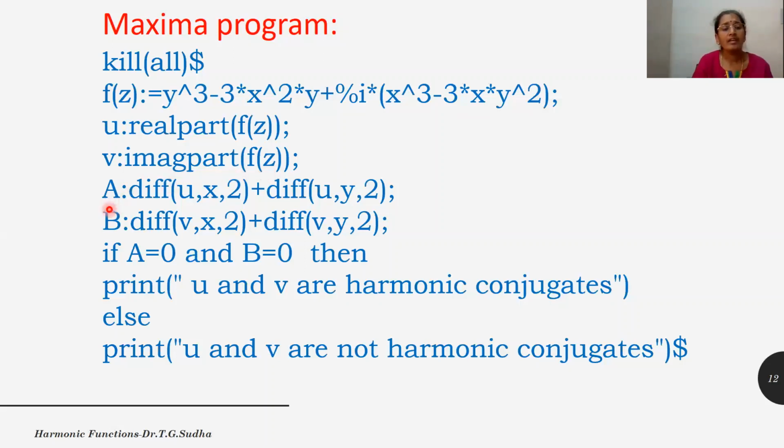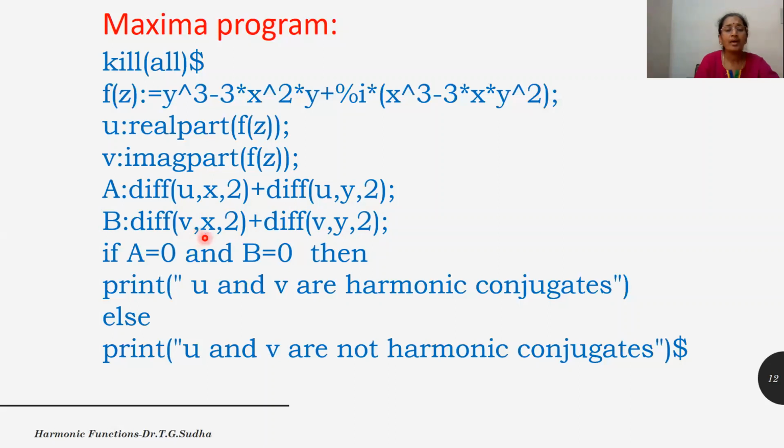In the next line, we write capital A, that is diff(u, x, 2) + diff(u, y, 2), that is ∂²u/∂x² + ∂²u/∂y². This diff returns the derivative of the expression u with respect to x twice and here with respect to y twice. And we put this under the user variable capital E. And this is the Laplacian of the function u. And next, capital B, diff(v, x, 2) + diff(v, y, 2).